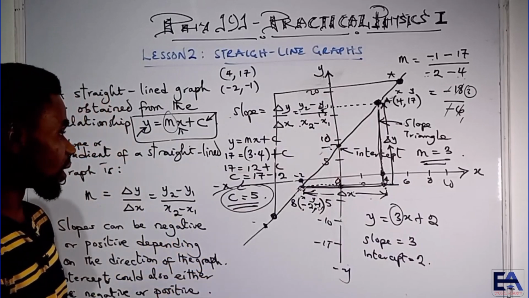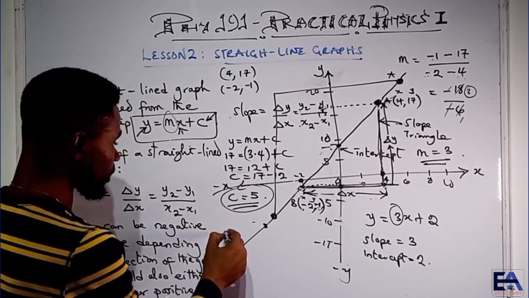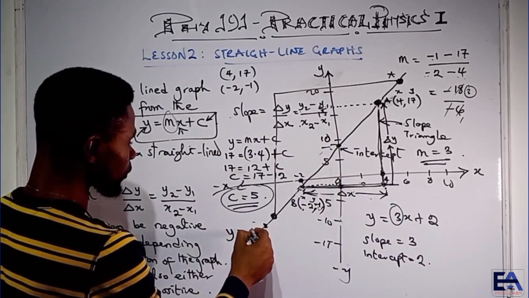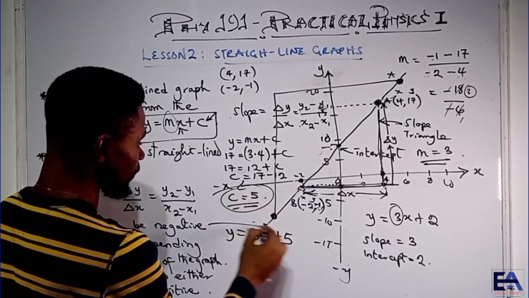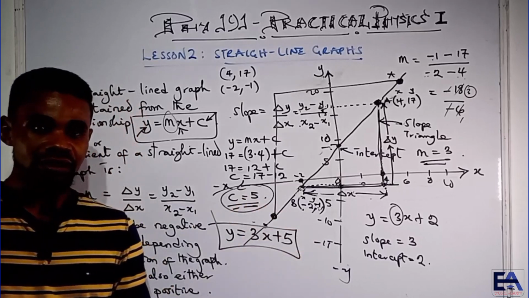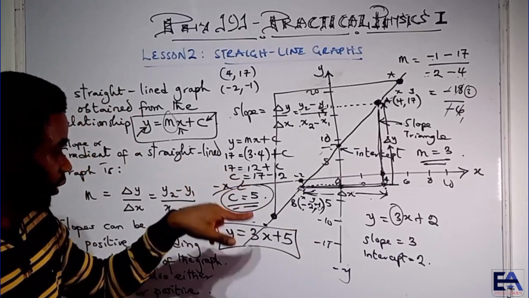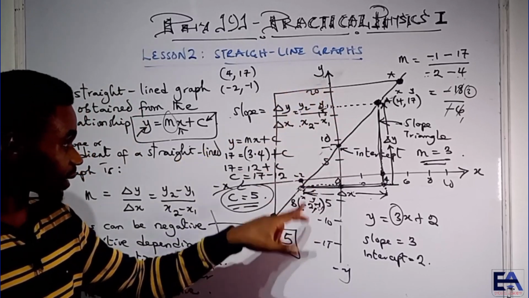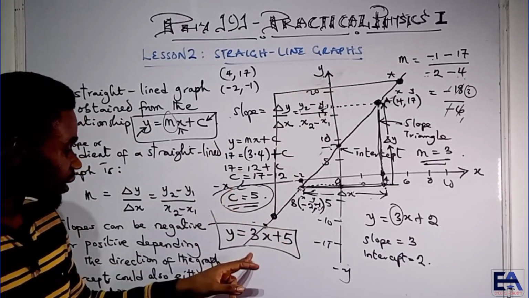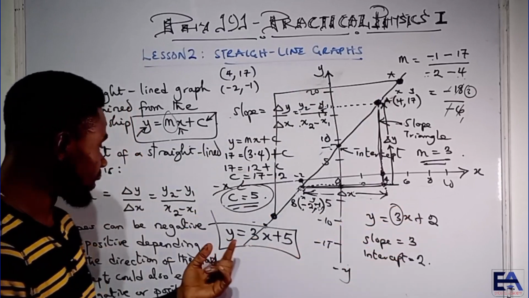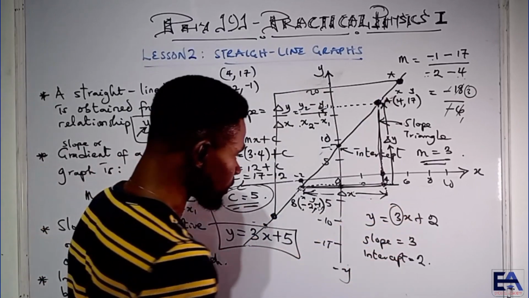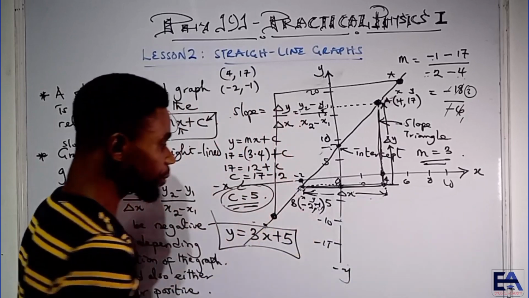Okay, so that's it. So, which means the original equation is y is equal to slope, which is 3, times x plus the intercept 5. So that is it. So which means this is the equation that produced this graph, because the intercept is 5, as we just calculated, then the slope is 3, as we obtained, okay, and then we have this.